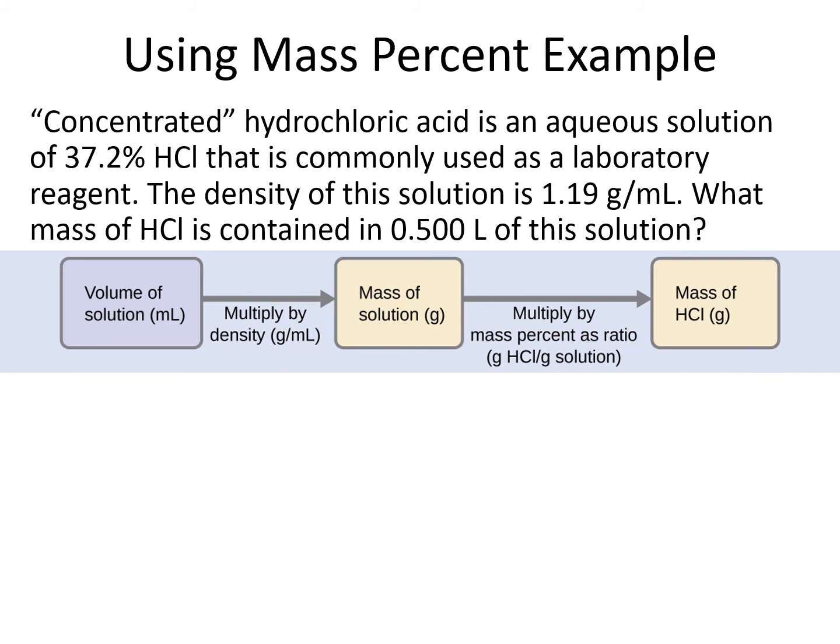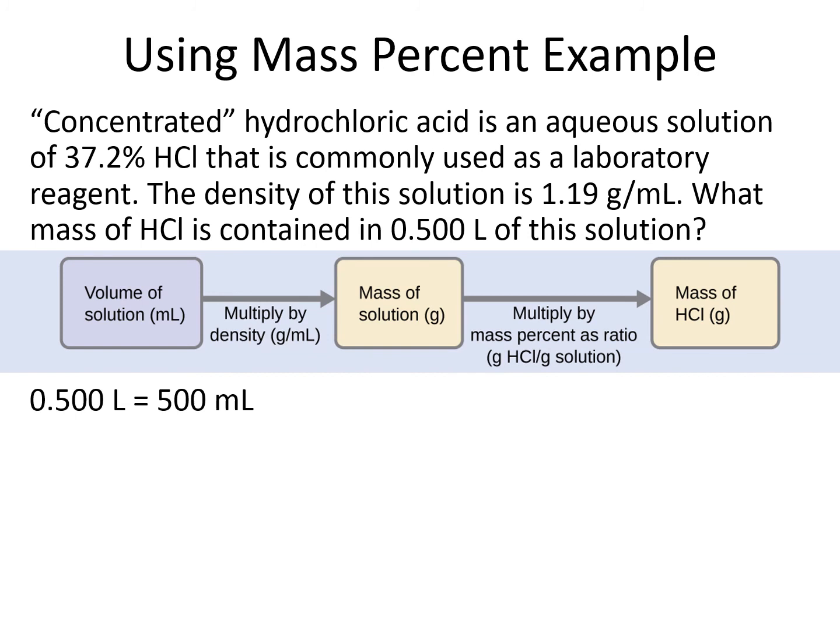Once we have grams, we can use mass percent, which is in grams of the part divided by the grams of the whole times 100. So when we use that, that can give us the mass of the HCl, which is what we're trying to solve for.